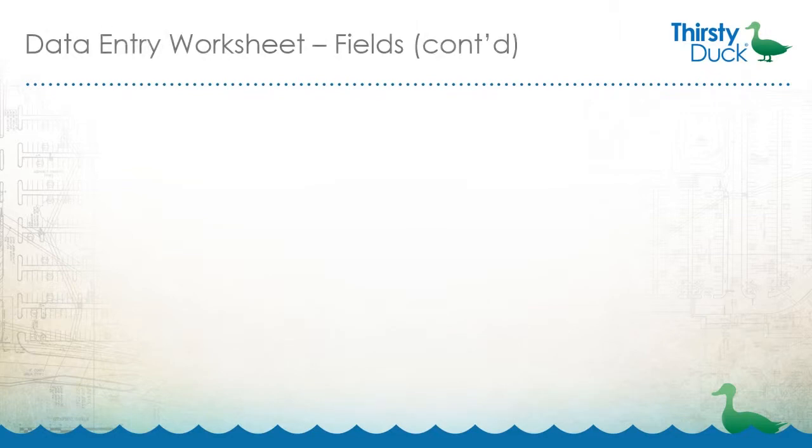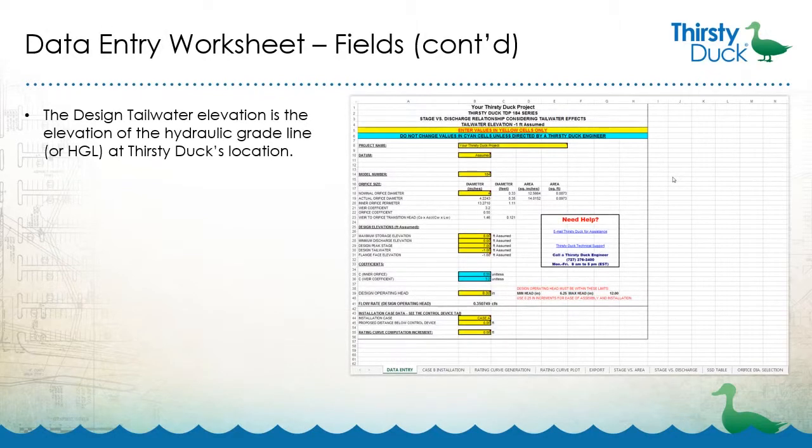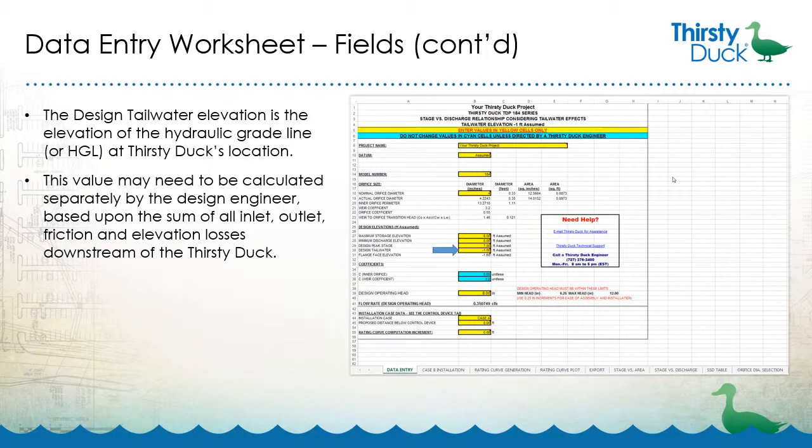The design tailwater elevation is the elevation of the hydraulic grade line, or HGL, at Thirsty Duck's location. This value may need to be calculated separately by the design engineer, based upon the sum of all inlet, outlet, friction and elevation losses downstream of the Thirsty Duck. The elevation of the HGL should be computed at Thirsty Duck's design flow rate.